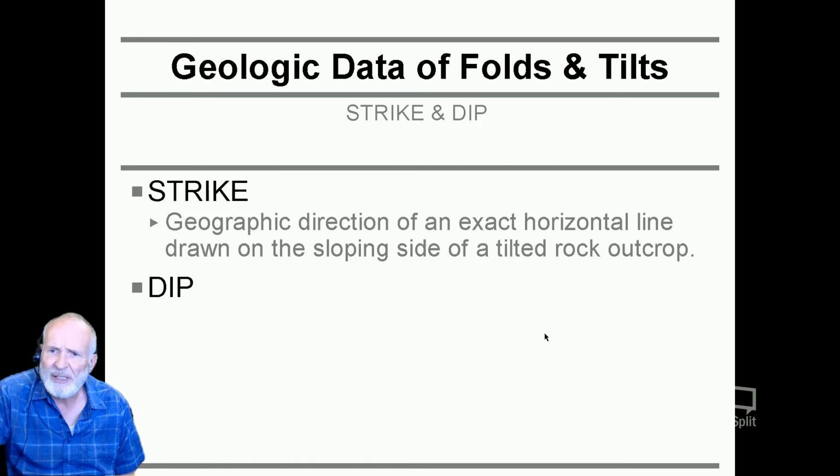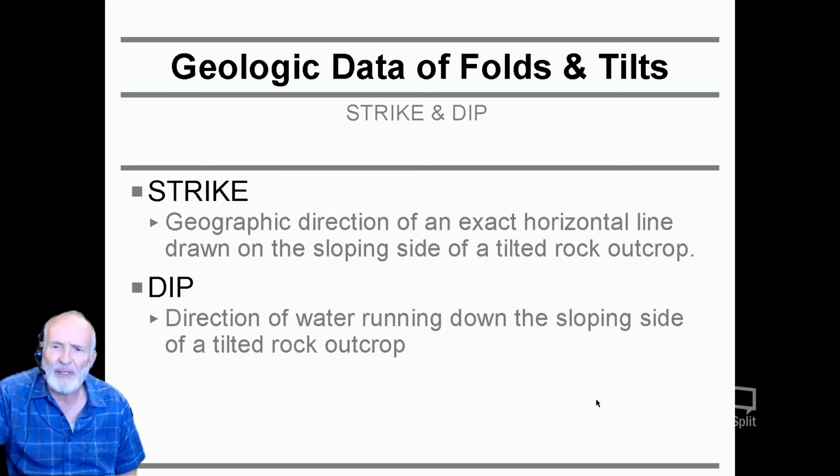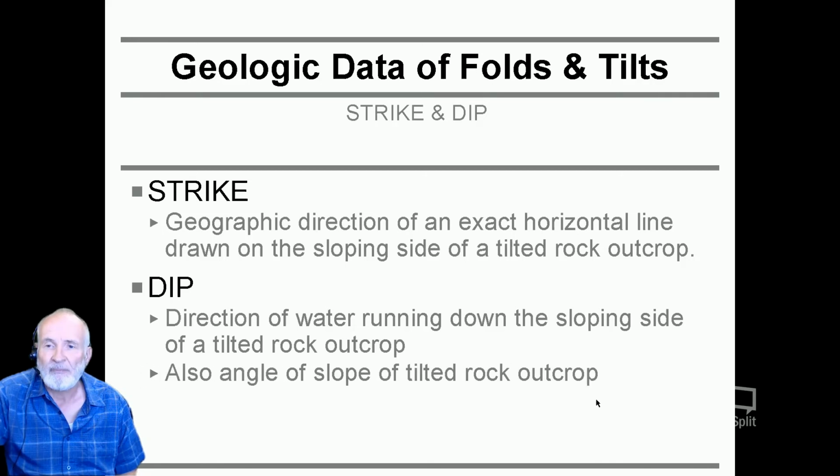Right? What is a dip? Well, the dip is a direction of water running down the sloping side of your tilted rock outcrop. It also has some steepness to it. These rock tilts can be very steep and very gentle, so it must have an angle measurement of how steeply your rock tilts.